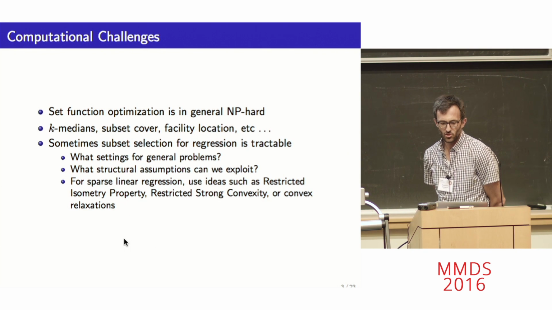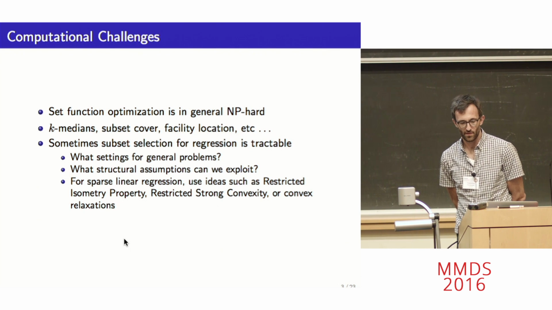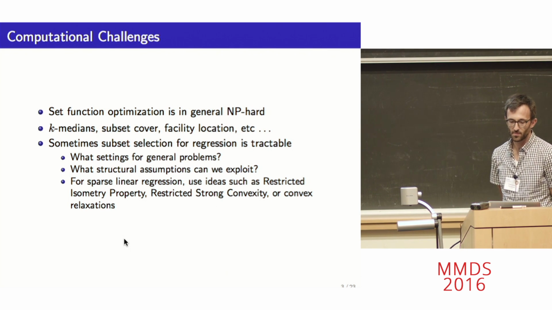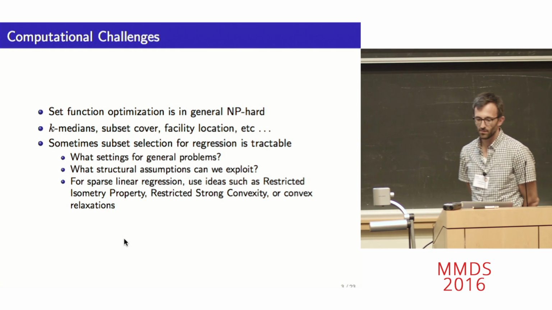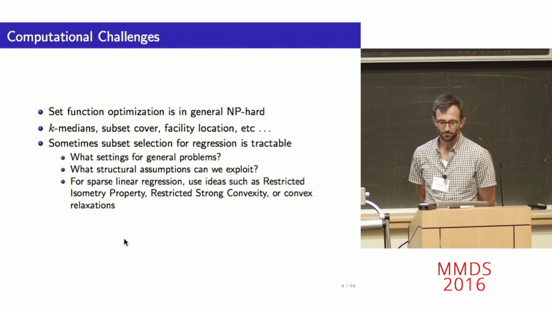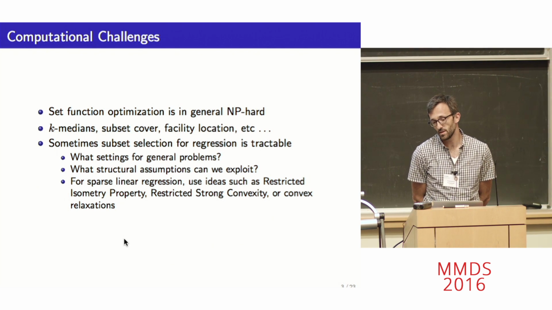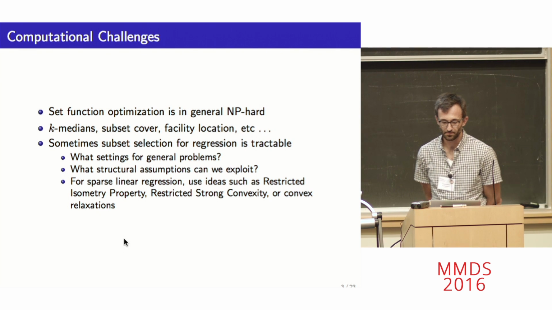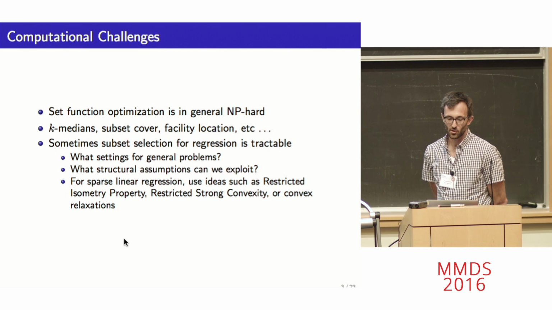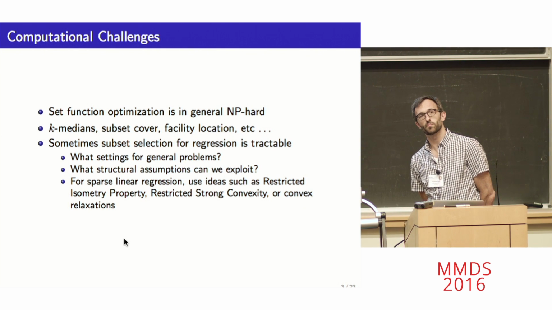Because as I mentioned, generically this is a hard problem. All of the problems that I mentioned have well-known hardness results. Subset cover, k-medians, facility location. These problems span several communities. And we want to understand which structural assumptions can be exploited algorithmically.